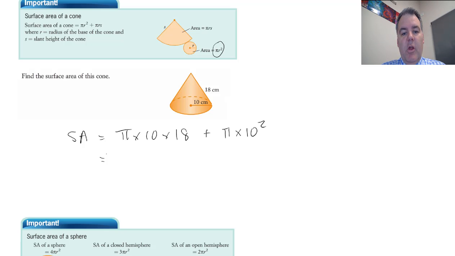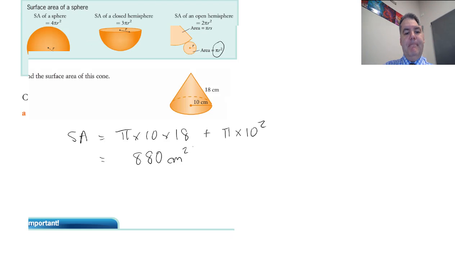If you just write the answer alone and get it wrong, even a little bit out with the rounding, whatever, you're going to get no marks. So please write that step in there. And you should get around about 880 centimeters squared. That's rounded to the nearest centimeter squared.